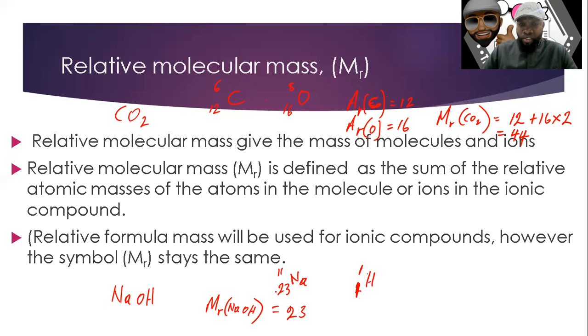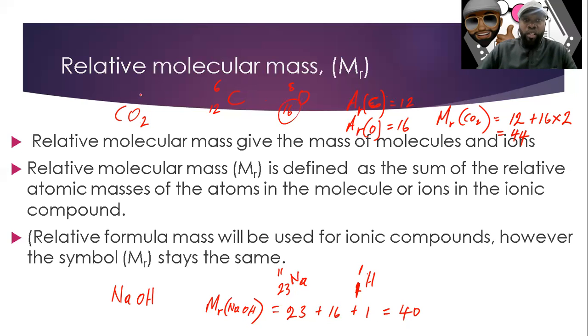Yes, the relative atomic mass of sodium there is 23, plus oxygen, I've got 1 oxygen, so that would be 16, so 23 plus 16, plus how many hydrogens? I've got 1 hydrogen, so plus 1, so that would be 23 and 16, 39, and 1, 40. So 40 is my relative formula mass for sodium hydroxide.